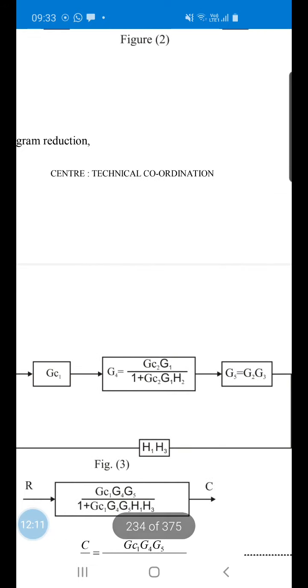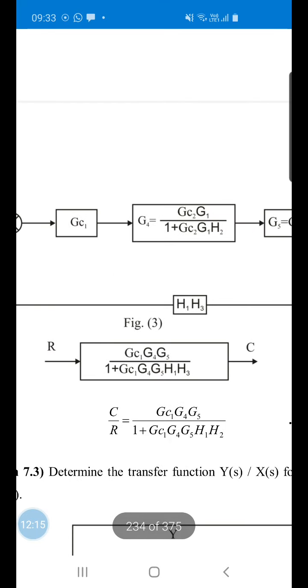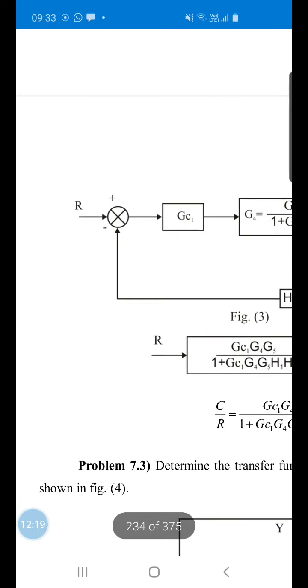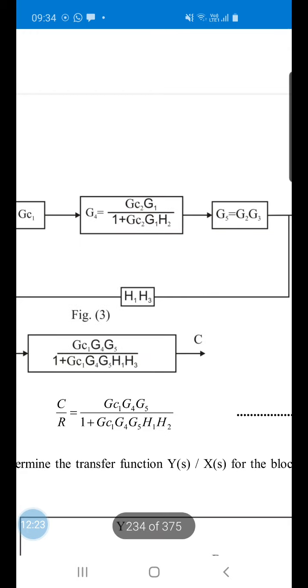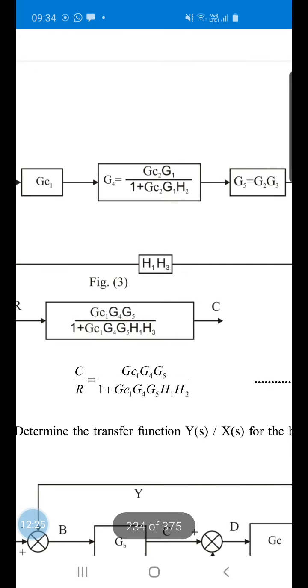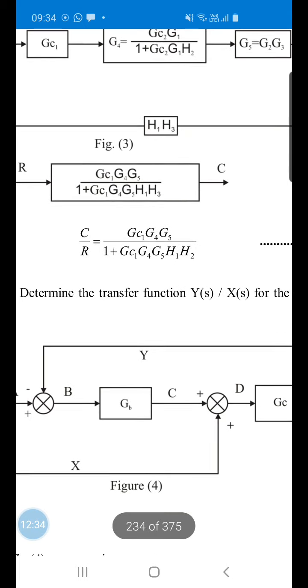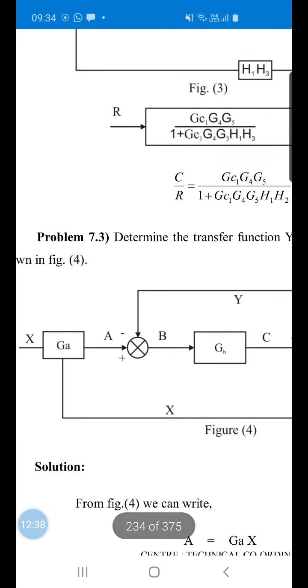Then you can directly solve this equation without writing the equations. What you can write? You can write C by R is equal to what? It is GC1, G4, G5 upon 1 plus GC1, G4, G5, H1, H3. Finish. You got the answer. This is the answer. C by R is equal to this one. Most of the time such problems are asked in examination.